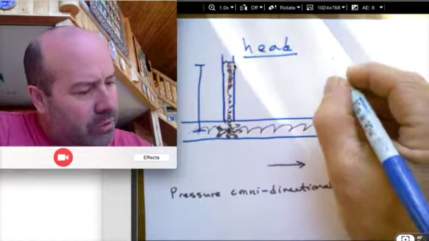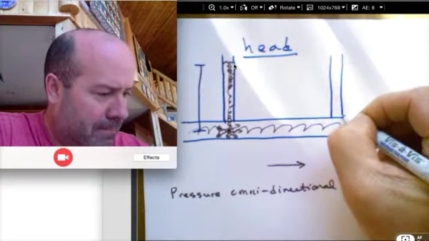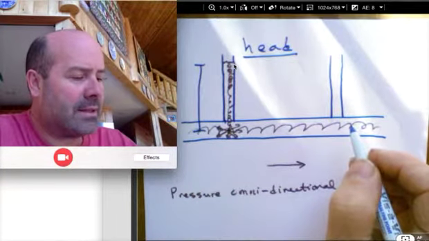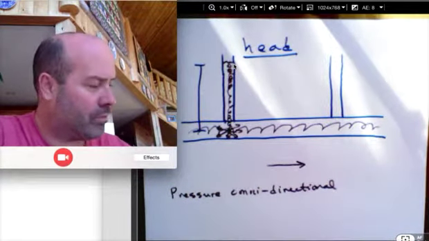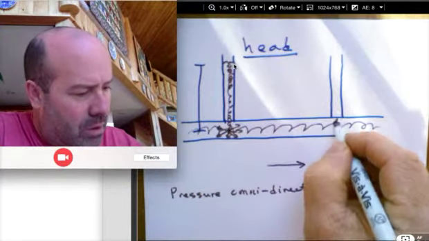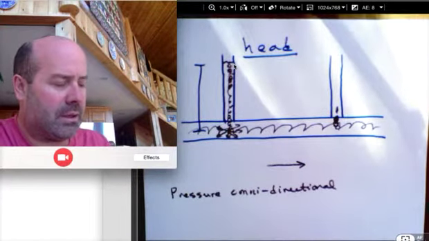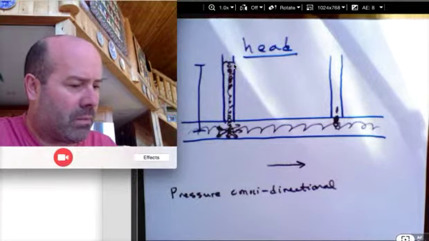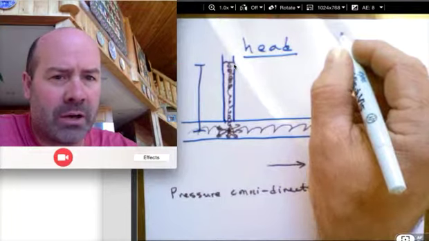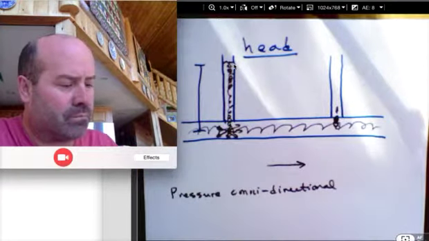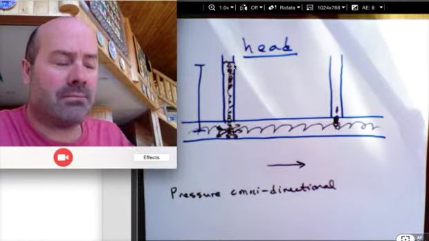Okay, so let's, in our pipe, look at a place down the way. I puncture the pipe again. And my first question is, is this going to go as high, higher, or not as high? Hopefully you said, it depends.